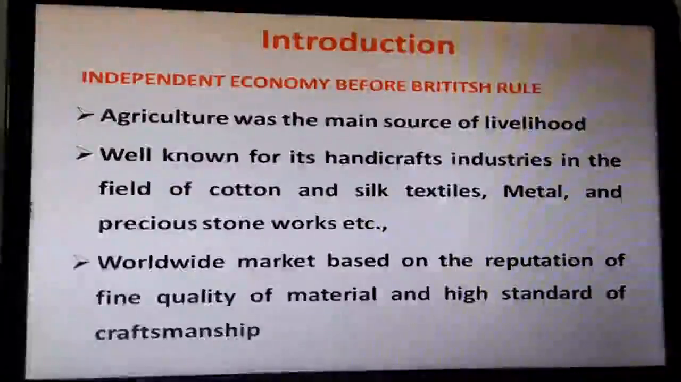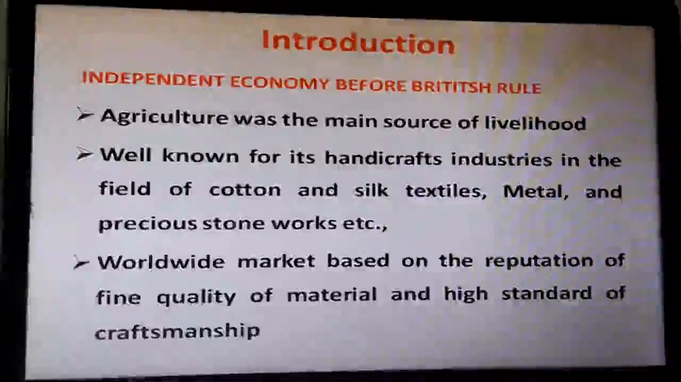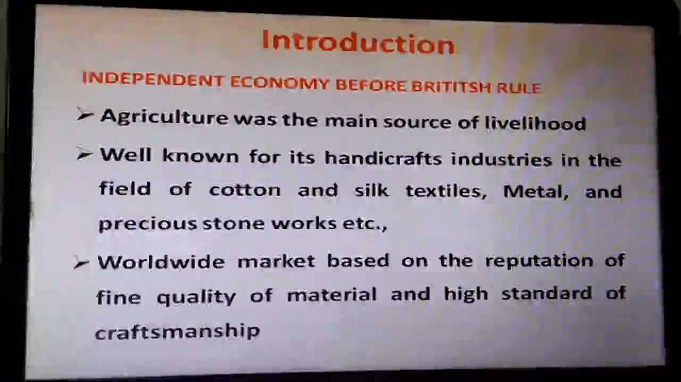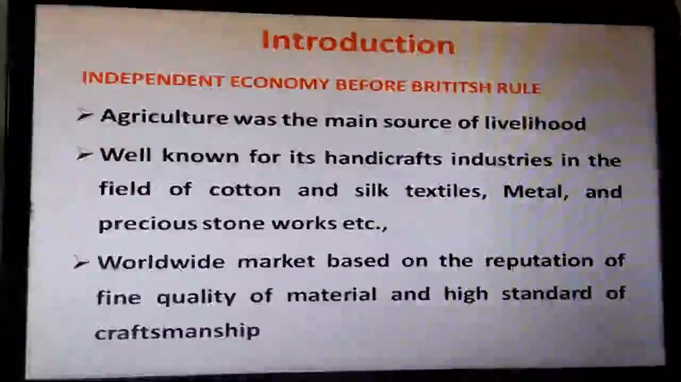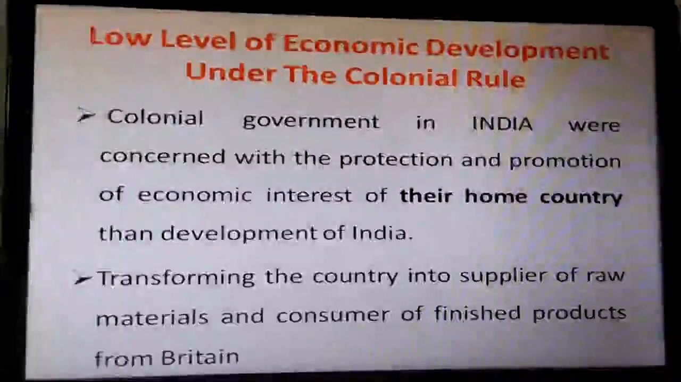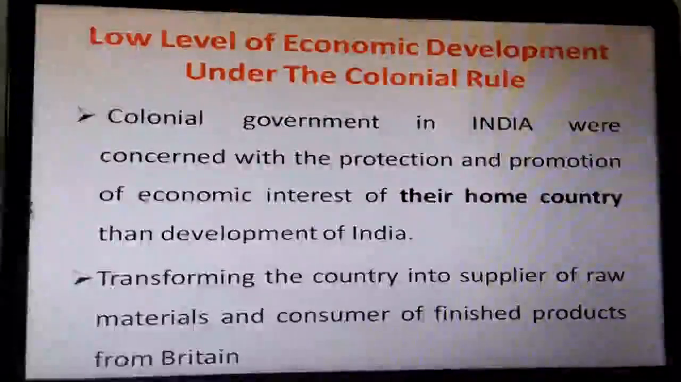Our Indian handicraft market was worldwide and very popular. The reason for this worldwide market was the reputation of fine quality of raw materials and high standard of craftsmanship, which means that the quality of the raw material we were using for production was of the finest quality, and our craftsmen or laborers were of very high standard, and that is why they were very creative and artistic, and this handicraft industry became popular worldwide.